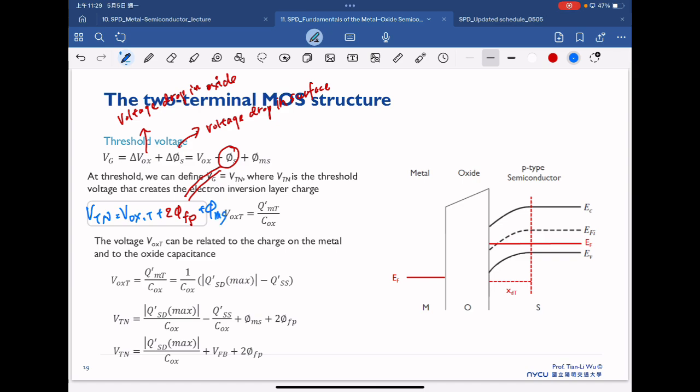So basically we just put what we already have in the previous line into this equation. So the voltage V_ox,T can be related to the charge on the metal and to the oxide capacitance. So in the end it will be calculated as shown here. And with several rewritings, this one will become this one. And most importantly it becomes the equation shown here, where finally we can include the flat band voltage inside this equation.